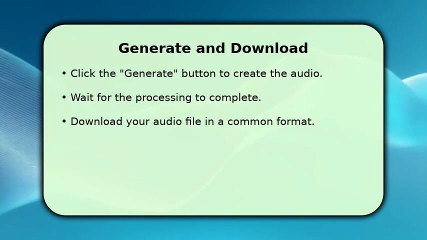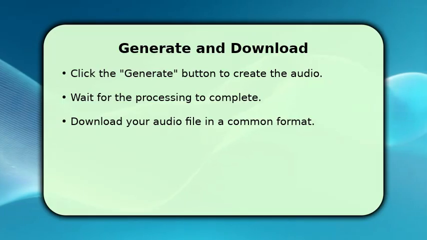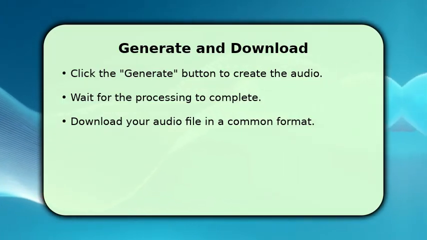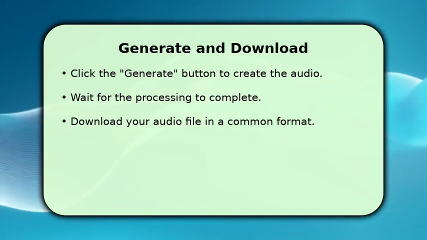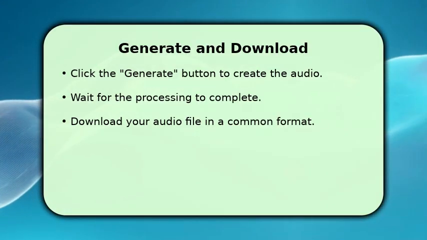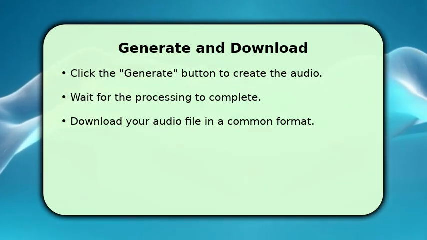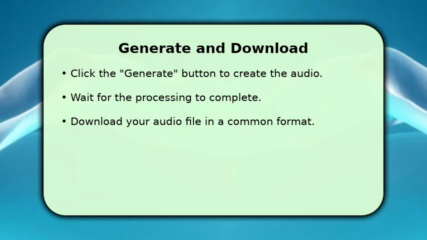Once your text is entered and settings are adjusted, it's time to generate the audio. Simply click the Generate button, usually prominent on the interface. The system will process your request, which typically takes only a few seconds. After generation, a download link will appear. You can then save your Miss Circle Voice audio file, often in MP3 format, directly to your device for use.